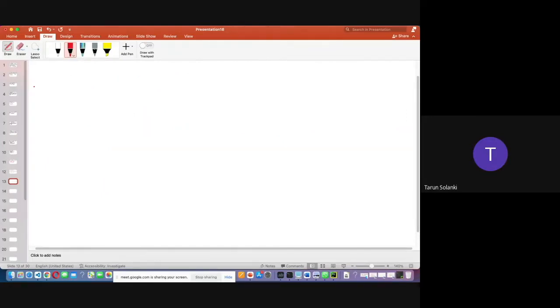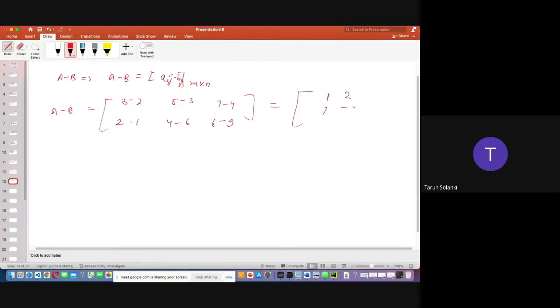Next one is subtractions, which is A minus B. So same, A minus B is equals to Aij minus Bij into M cross N. Okay, so in same example, A minus B will be 3 minus 2, 5 minus 3, 7 minus 4, 2 minus 1, 4 minus 6, 6 minus 9. So you will get 1, 2, 3, 1, minus 2, minus 3.